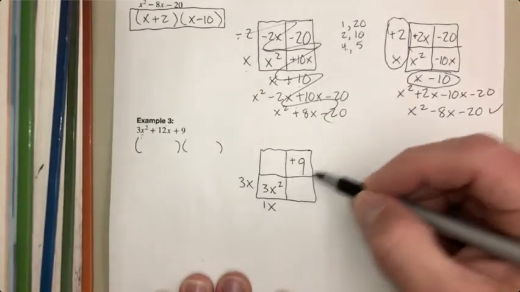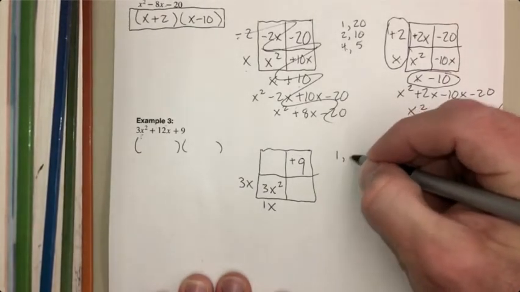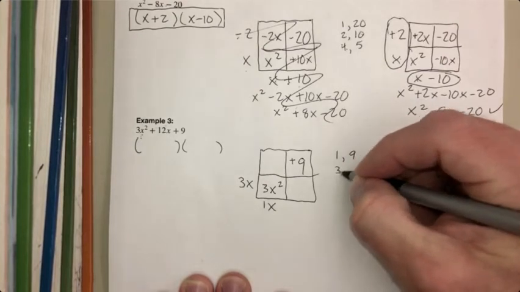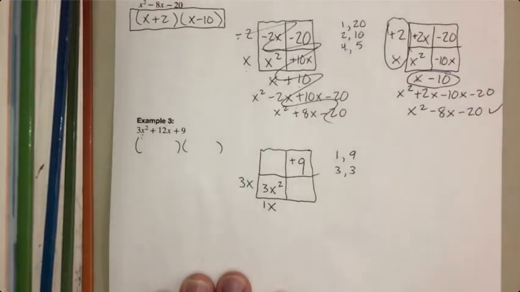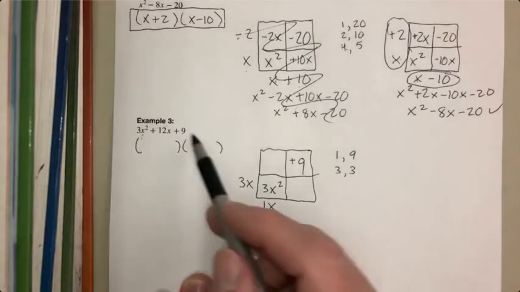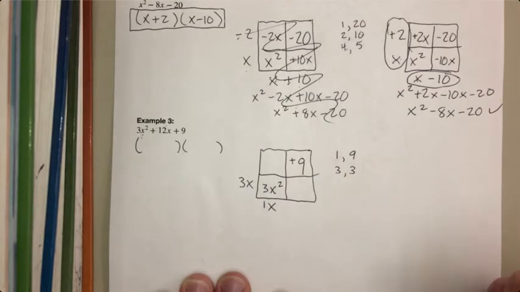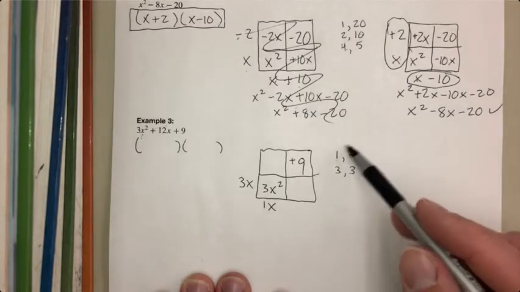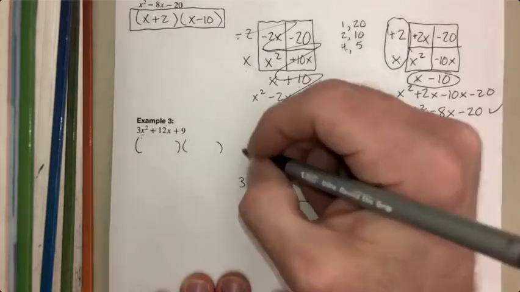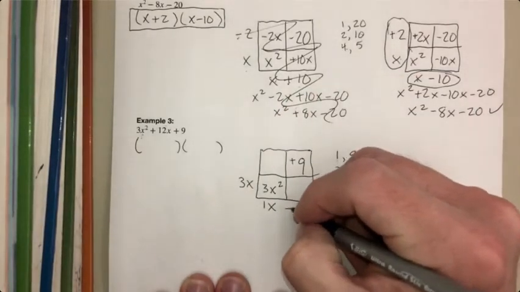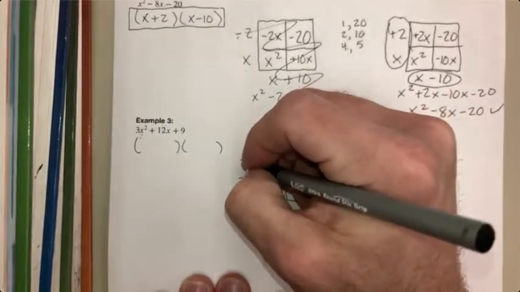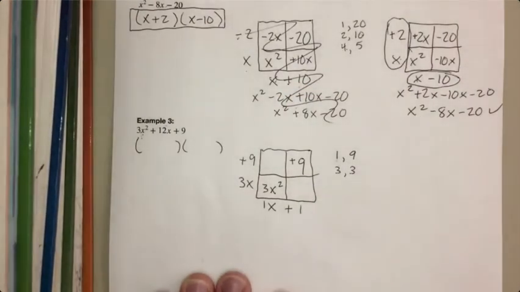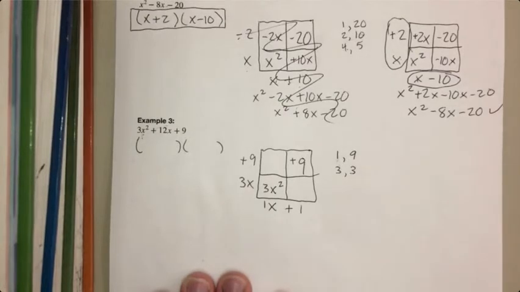Now the question is, factors of 9. This one's nice because there's only two pairs. There's 1 and 9, or there's 3 and 3. Now the question becomes, which one is going to match up here? So maybe I try 1 and 9. So let's try this. Maybe plus 1 down here and maybe plus 9 up here. So remember, we're experimenting. If it doesn't work, we'll try a different combo.